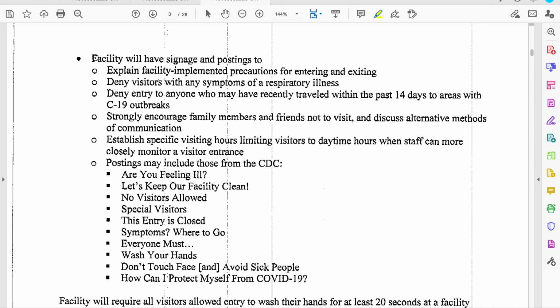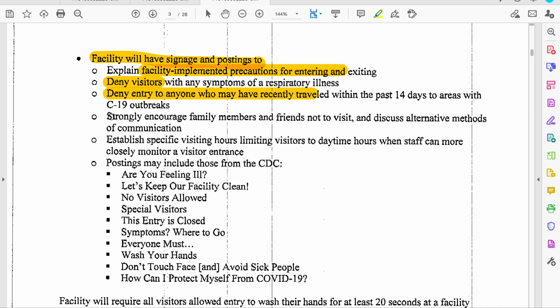Next, let's discuss the signage and postings. We need to explain facility implemented precautions for entering and exiting. We need to deny visitors with any symptoms of respiratory illness. We need to deny entry to anybody who may have recently traveled within the past 2 weeks to an area that has had a COVID-19 outbreak.